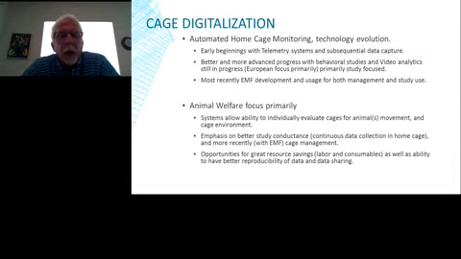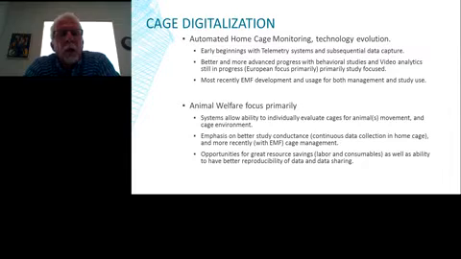There's better and more advanced progress with behavioral studies, and then doing video analytics. And this was a neuroscience drive with some of the behavioral components, and then developing algorithm programs based off of the video diagnosis, and looking at what type of behavioral aspects are occurring with these animals. This is primarily study focused, and what we were seeing is the ability for some of the algorithms to be quite sophisticated and be able to tell us what specific type of behaviors the animals are having.